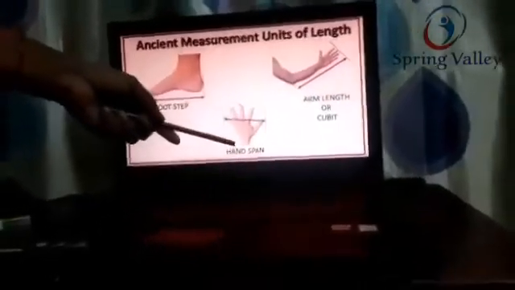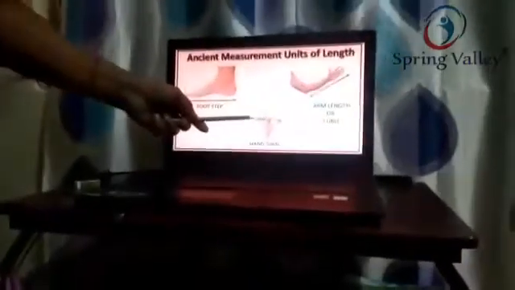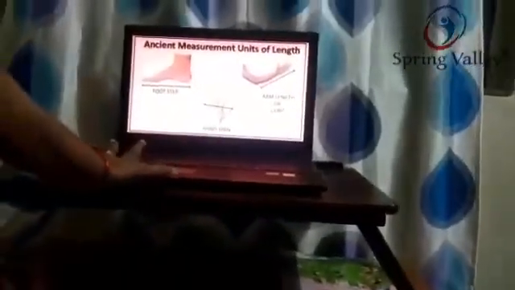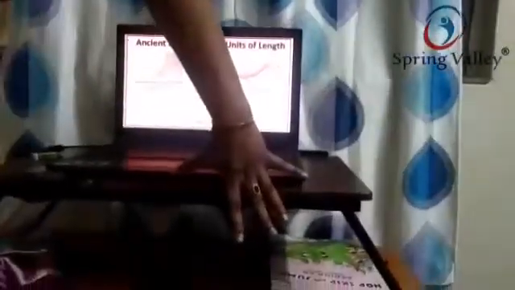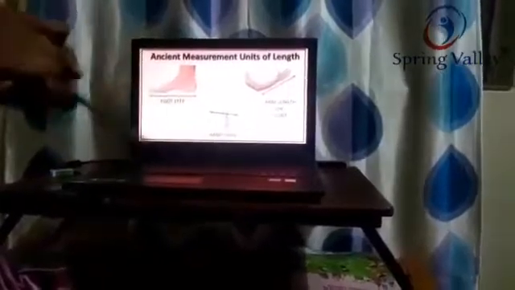See here, we have hand span. Okay children, hand span. See, from your little finger to your thumb. How they used to measure. See my palm here. See, I am measuring the laptop. 1, 2. 2 hand spans. Okay, ma? 2 hand spans.